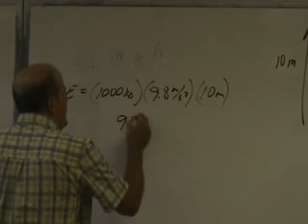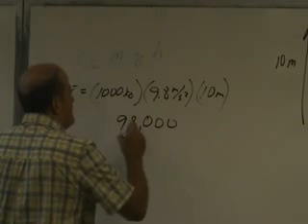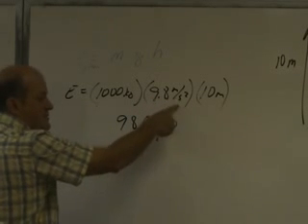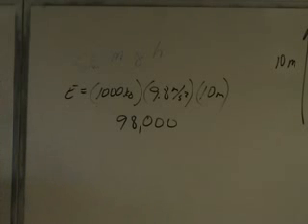So it's 98,000. A kilogram meter per second squared. What's that? Newton. A newton. A newton meter is what? Joule. Okay.